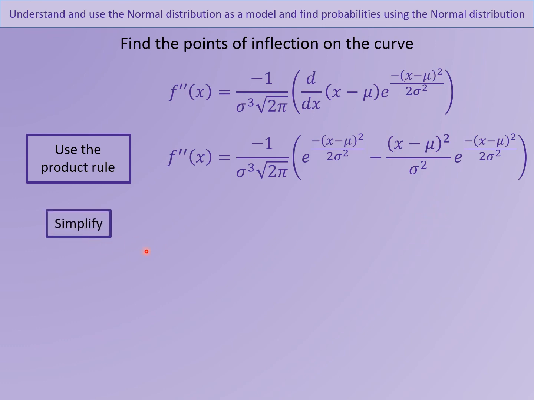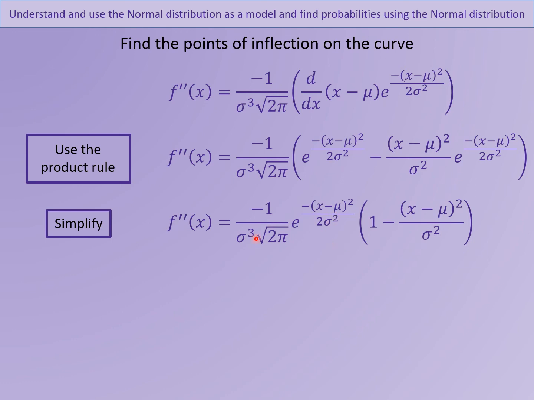Once I've done that, I can simplify it. Okay, so I'm going to simplify it, pull it out. This part can be pulled out here because it's the same in there and there, and end up with that.